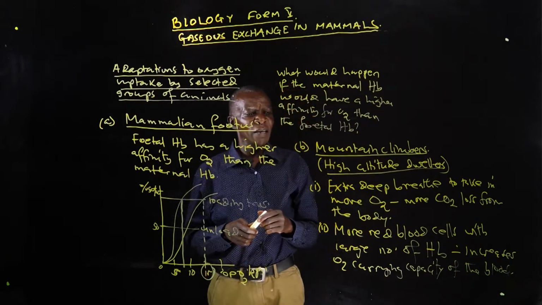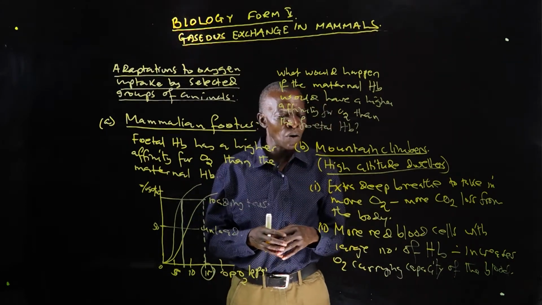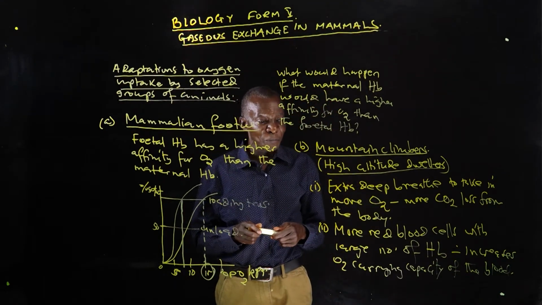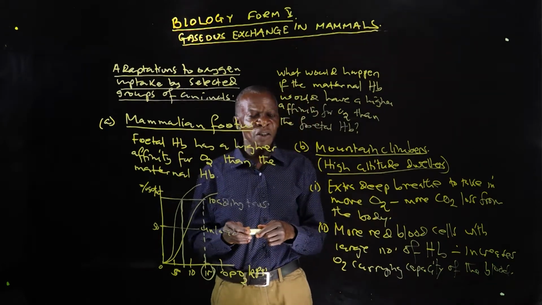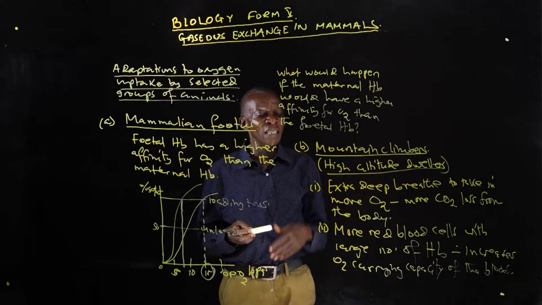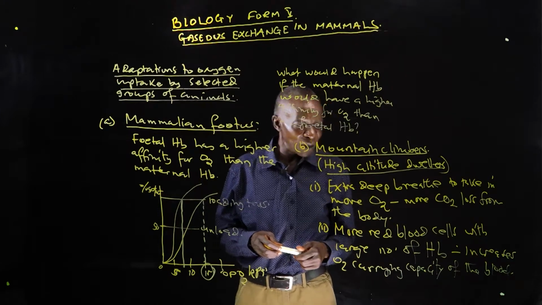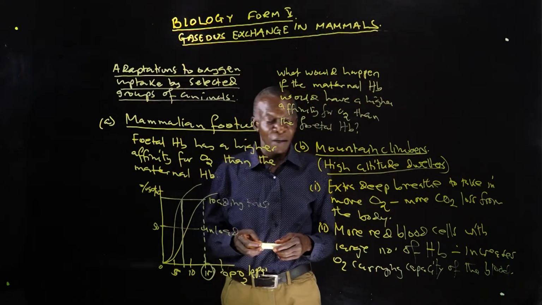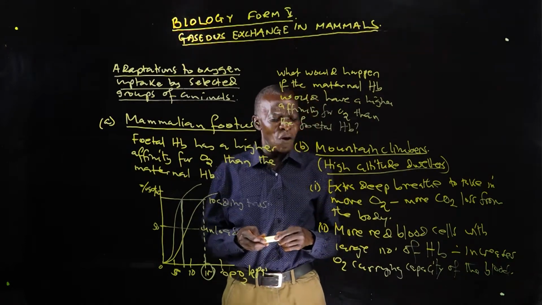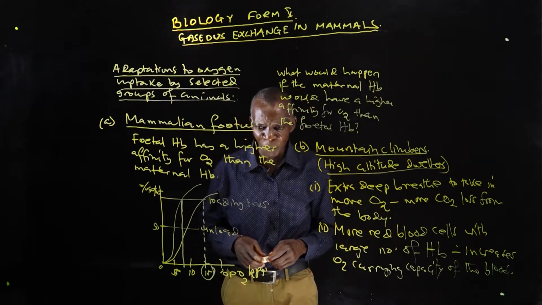First one, taking extra deep breath so as to take in more oxygen, and therefore to increase chances for carbon dioxide loss from the body. That is, their bone marrows are capable of synthesizing more red blood cells with a large number of hemoglobin. And with increased number of hemoglobin, there are increased chances for carrying oxygen, or increase the oxygen carrying capacity of the blood.